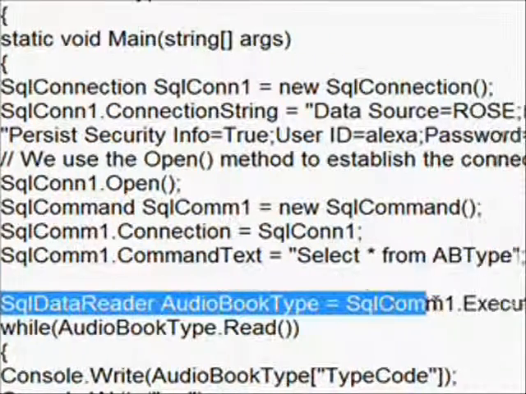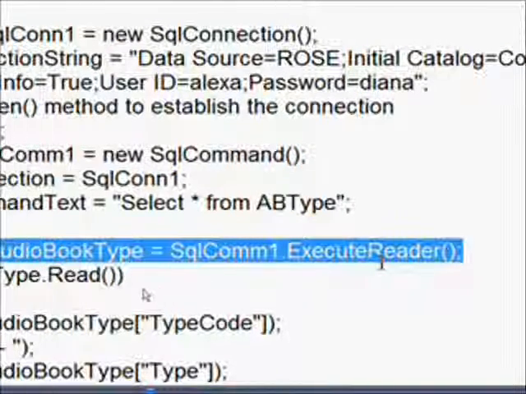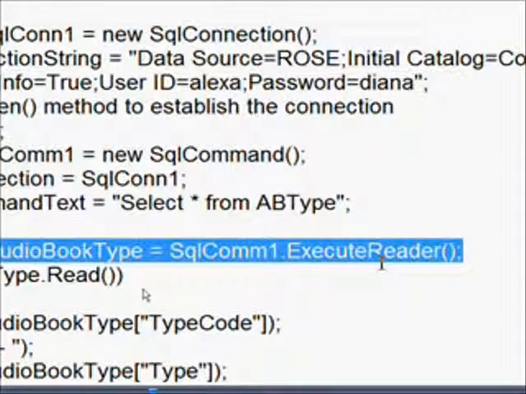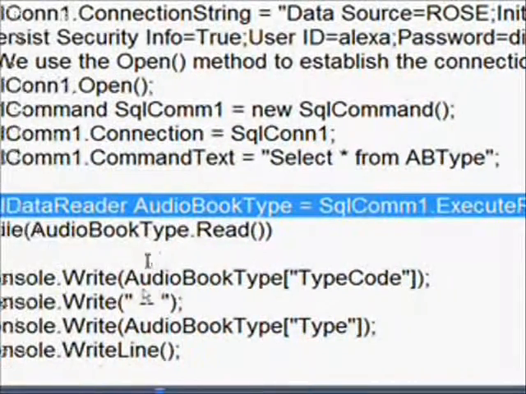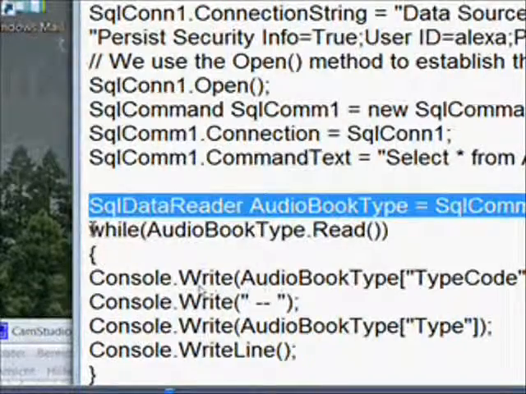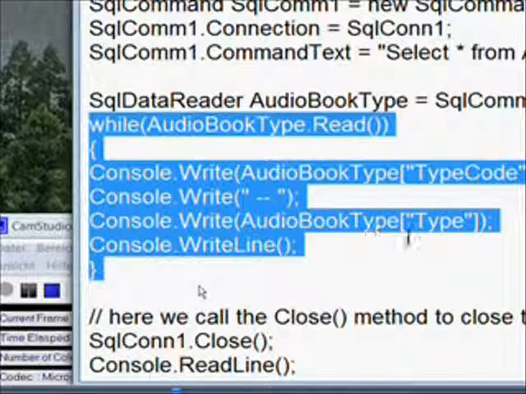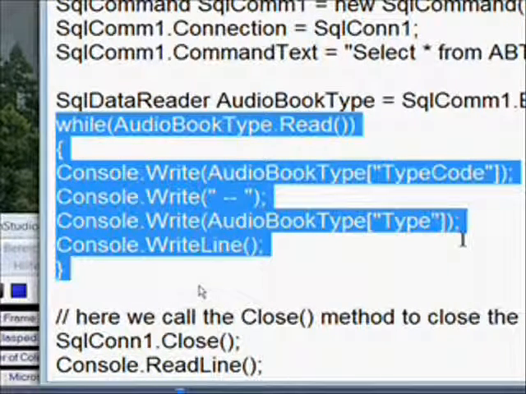Then we create our third major object, which is a SQL data reader, and call that audio book type. And we establish it by making a call to a method of the SQL command, which is execute reader. And once we do the execute reader to create the SQL data reader, we go through a while loop that does the read method of the ADO book type, which is our SQL data reader.